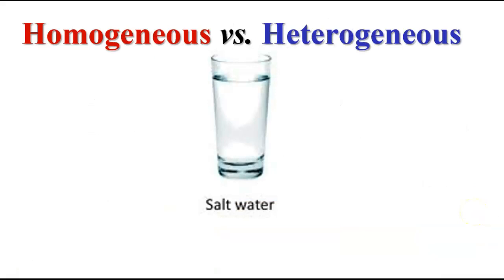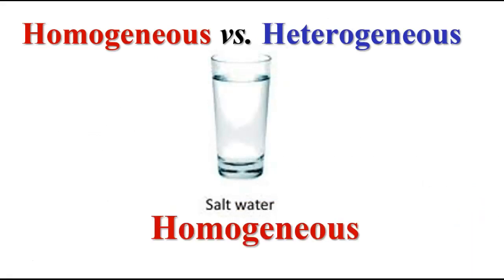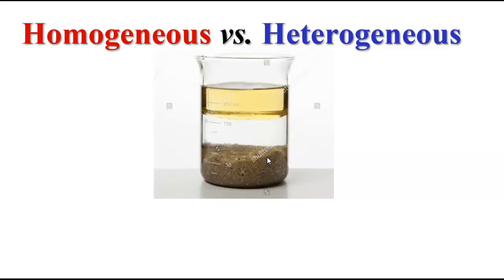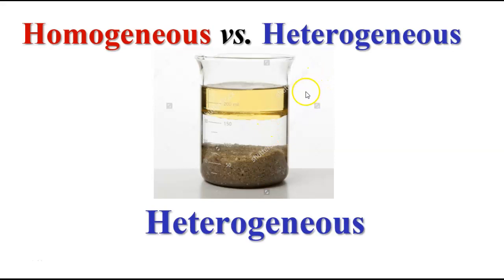Here we go. Salt water solution. I would consider that homogeneous. The salt has dissolved, you can't see it. As opposed to this one, I've got oil, water, and sand. Oil and water don't mix, and sand and water don't mix. So I can see the different or hetero areas, okay? So that would be a heterogeneous mixture.